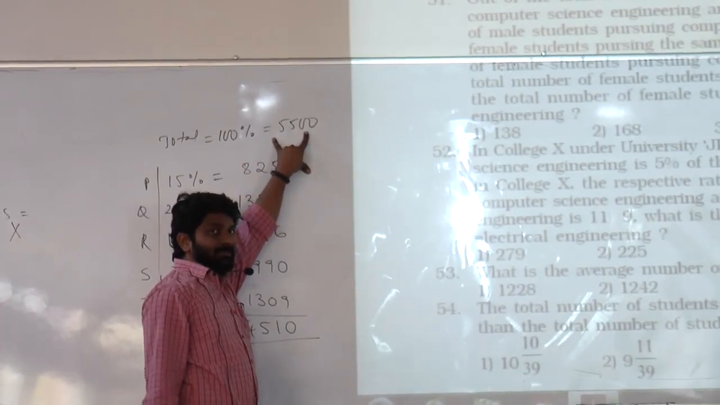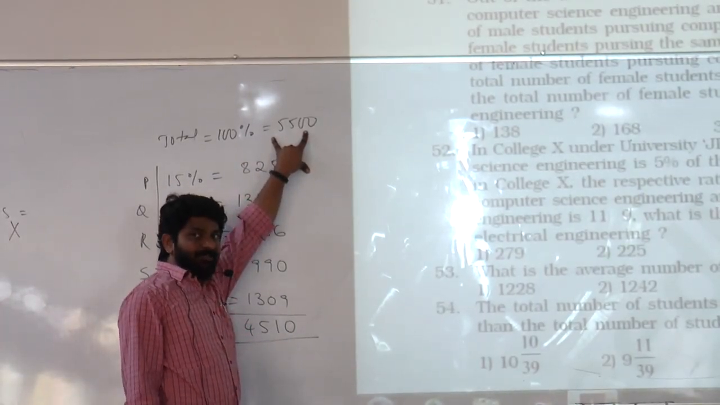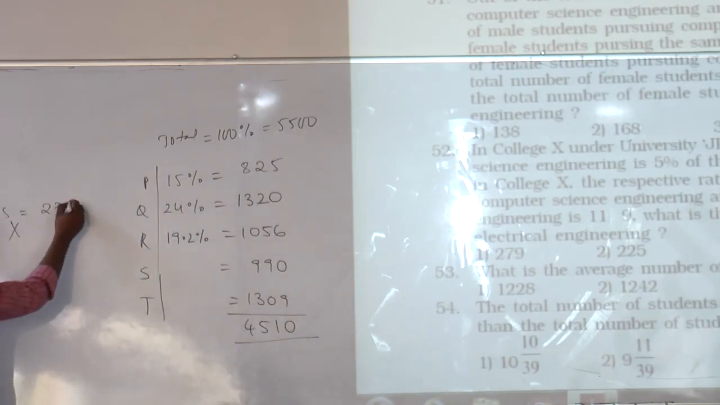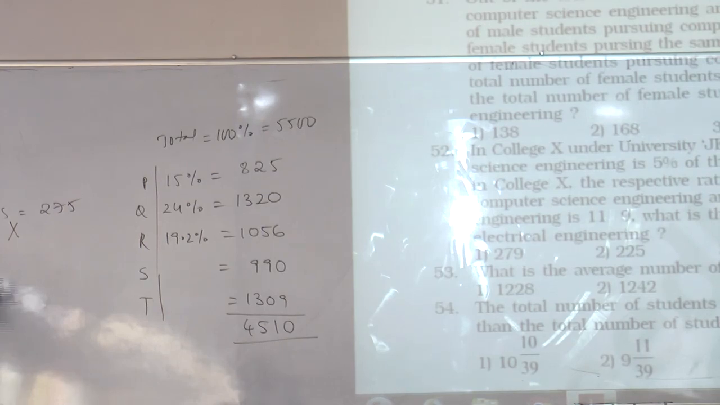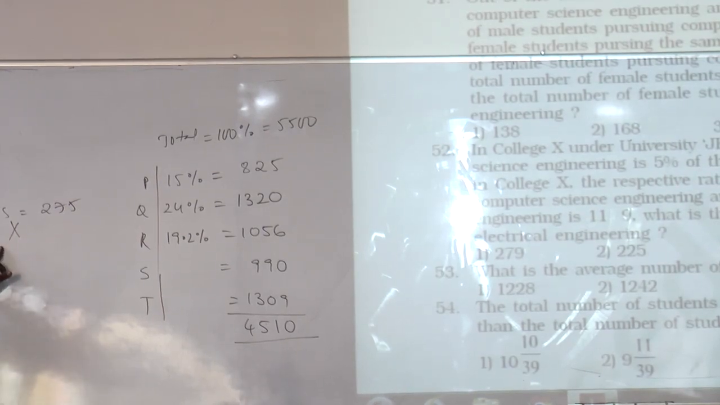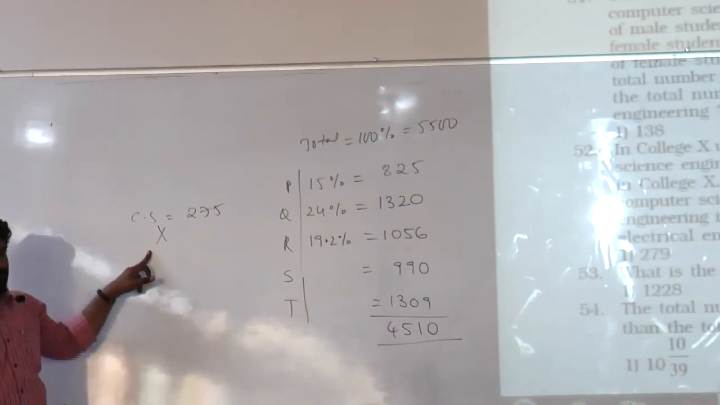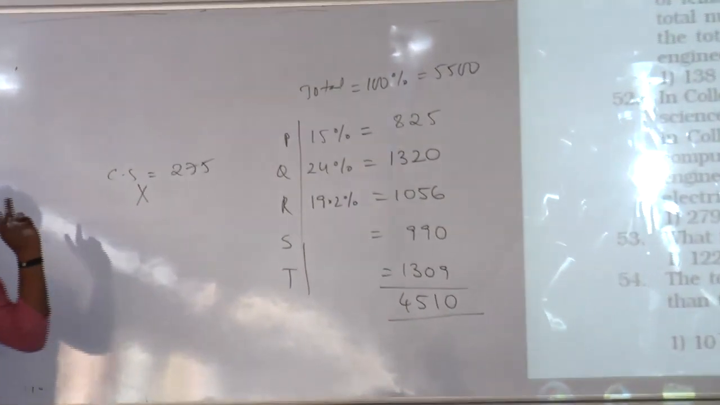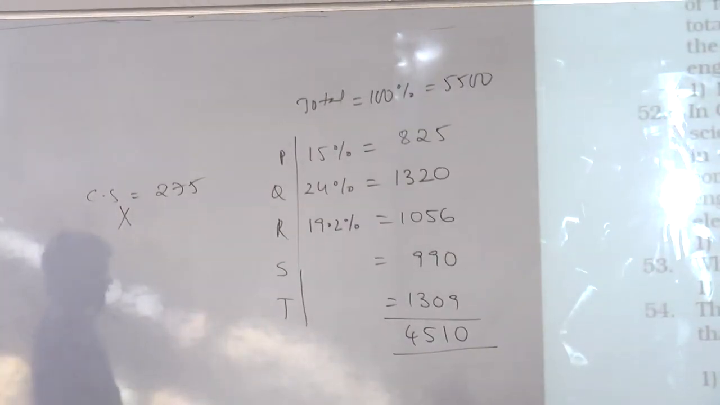10% is 550. 5% will be half of that, which is 275. So 275 students are there in college X, under the other university, who belong to the computer science course.